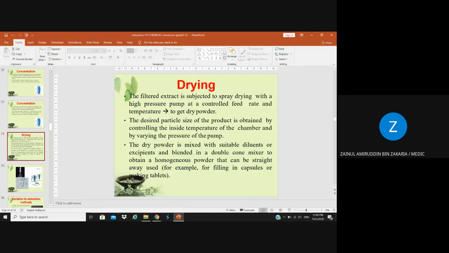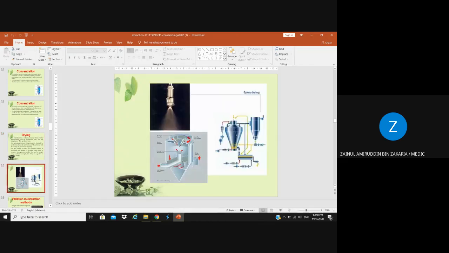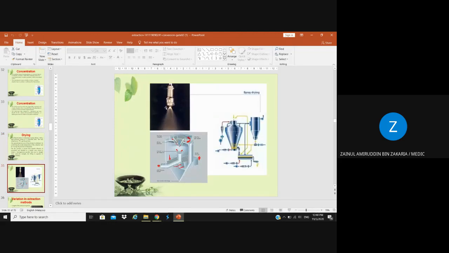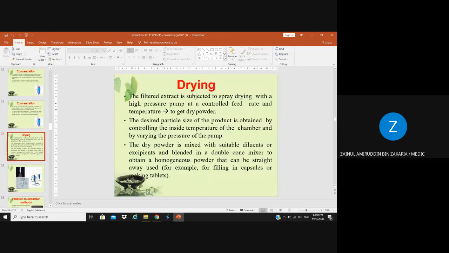Or you can also measure the dried powder if you want to prepare a tablet directly. Weigh it, okay, you weigh the powder, and then you can use a specific machine to prepare a tablet or a capsule. Okay. And then sometimes you can use a spray dry machine, okay, to get a dry extract.